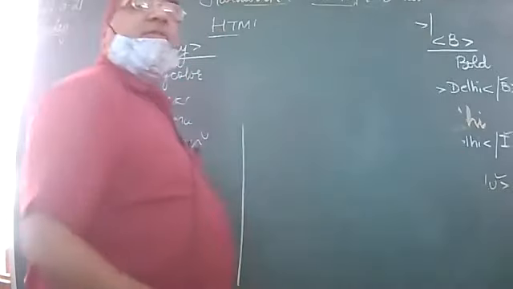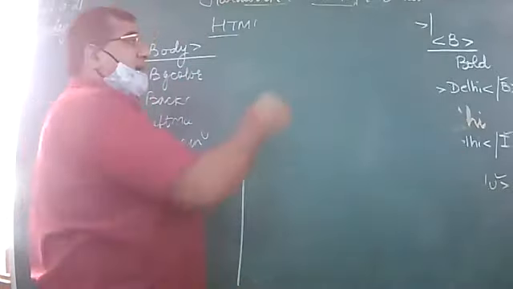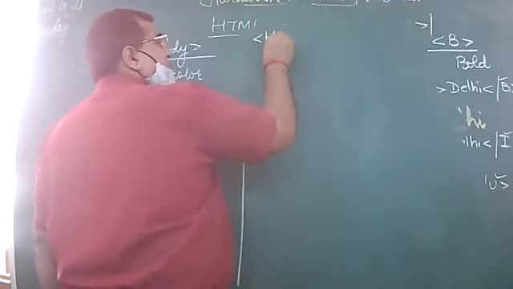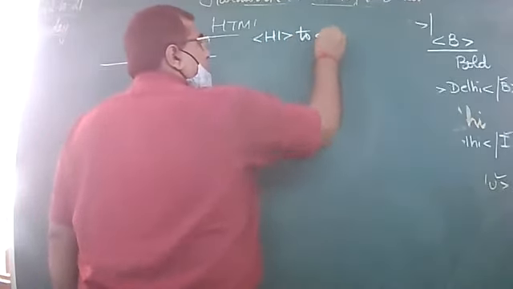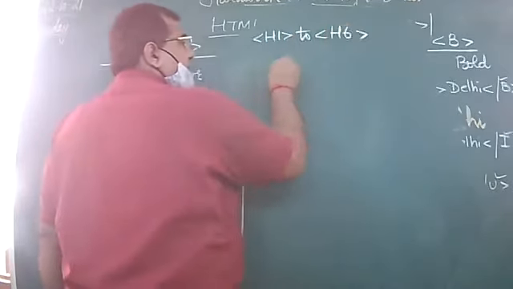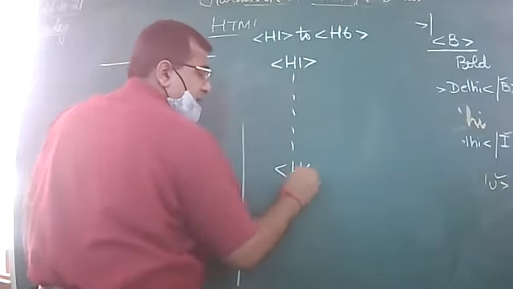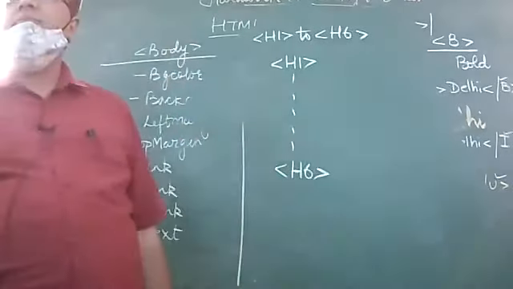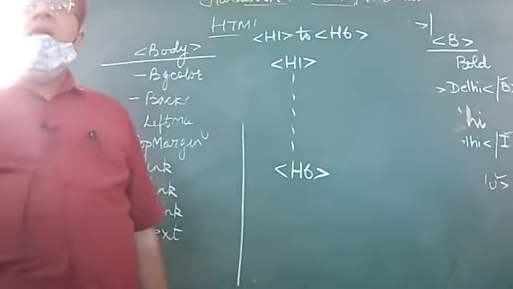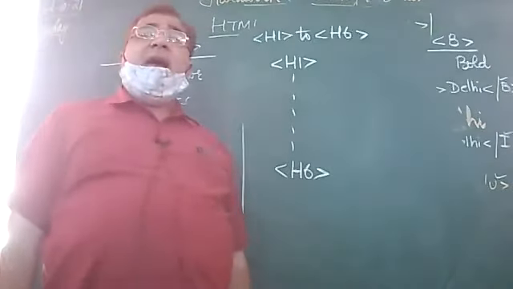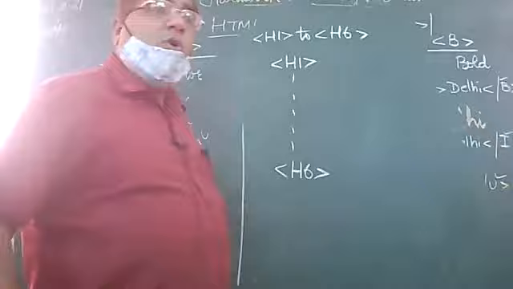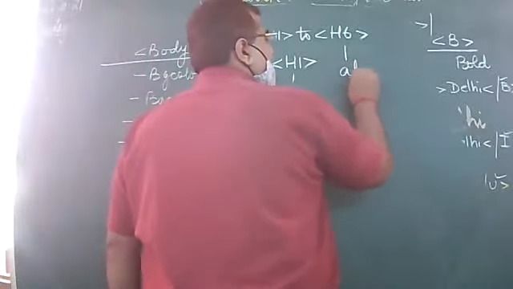Then next we have all the heading elements, H1 to H6. Highest is H1, lowest is H6. And the heading element has only one attribute, that is align.